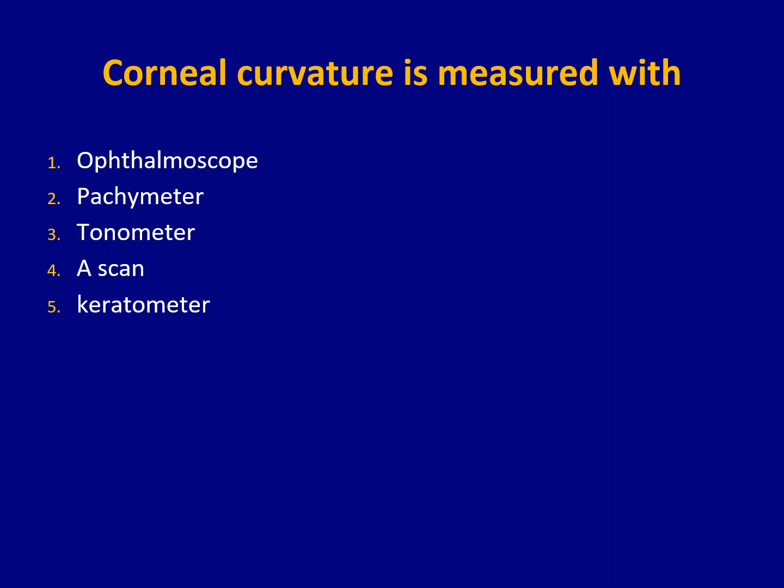Corneal curvature is measured with ophthalmoscope, pachymeter, tonometer, A-scan, or keratometer. Remember, ophthalmoscope for retina, pachymeter for thickness, tonometer for IOP, A-scan for axial length, and the corneal curvature is with the keratometer. So that would be the answer. Keratometer is the answer.